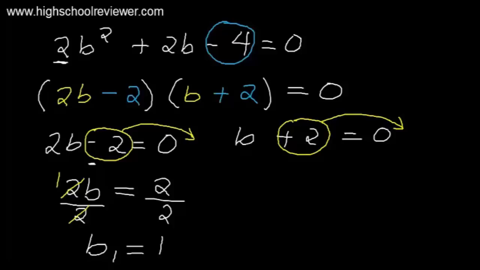So if we transpose, what will be left on the left side will be positive b. And if we transpose this, it will change its sign. So from positive, this will become negative 2. And this is our b sub 2. So therefore, our b sub 1 is positive 1 and our b sub 2 is negative 2. These are our final answers.